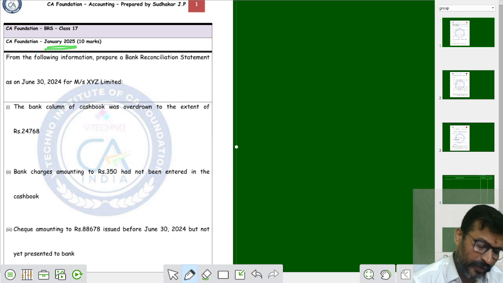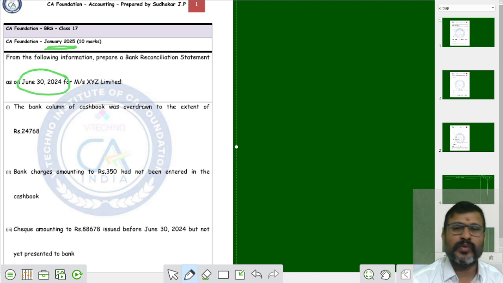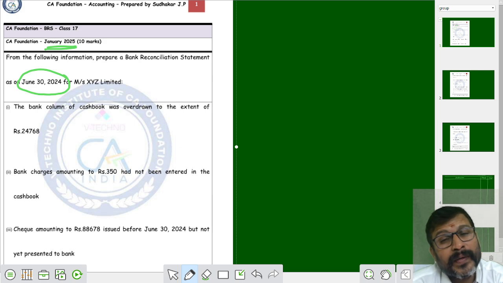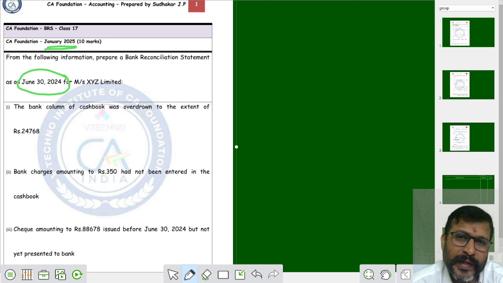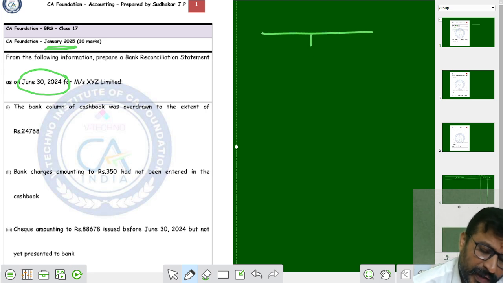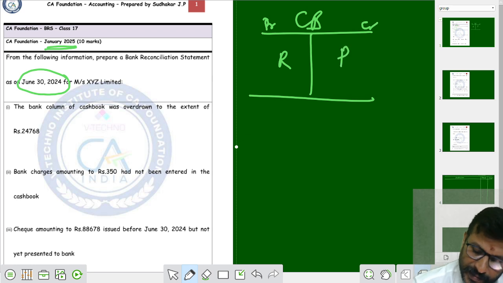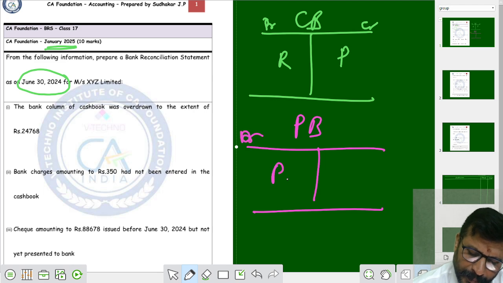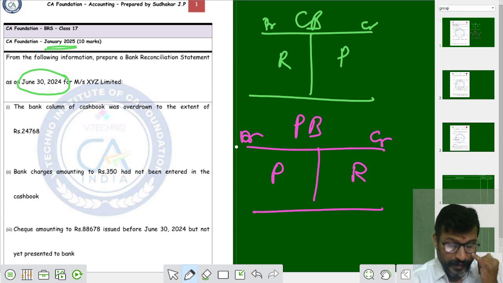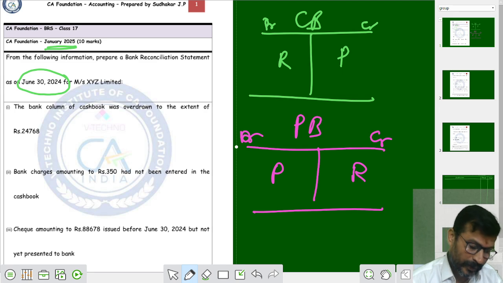From the following information, prepare a bank reconciliation statement as on 30th June 2024. Now, before starting the problem, please remember: in the cash book, on the debit side we have a receipt, on the credit side there is a payment. As far as the passbook is concerned, on the debit side we have payments, on the credit side we have a receipt. Fine, see my dear kids, regarding the first point of the problem.